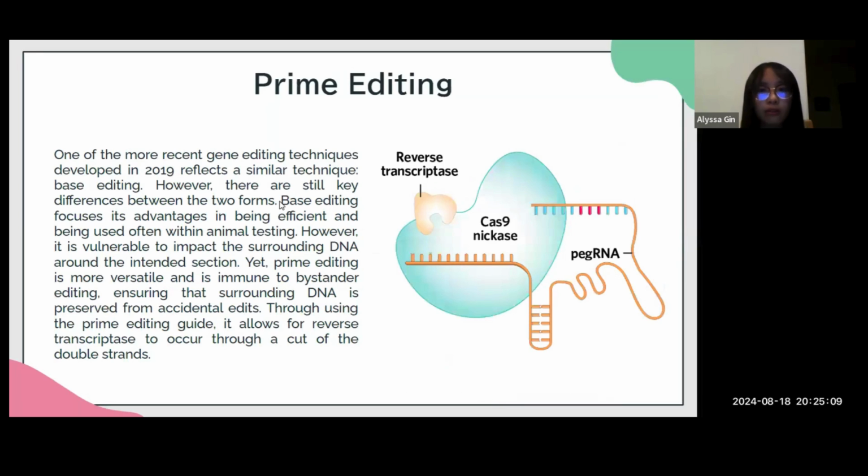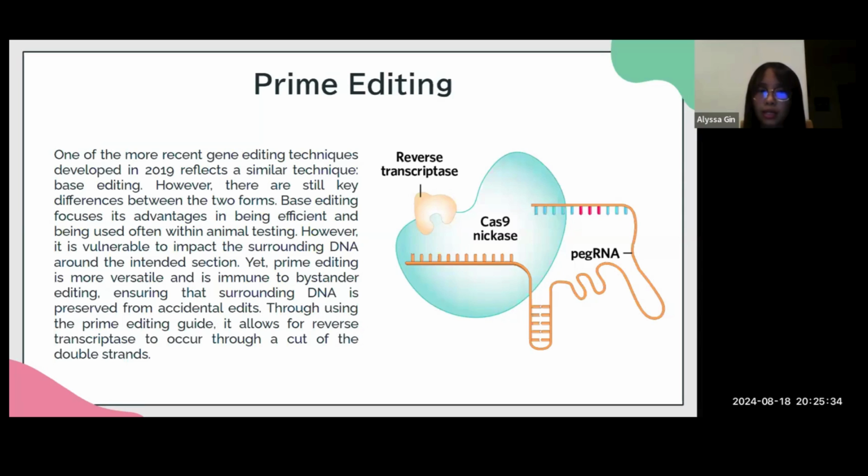And lastly, we have prime editing, and it is one of the more recent gene editing techniques, developed in 2019, that reflects a similar technique, base editing. However, there are still key differences between the two forms. Base editing focuses its advantages on being efficient and being used often within animal testing. However, it is vulnerable to impacting the DNA surrounding the intended section.